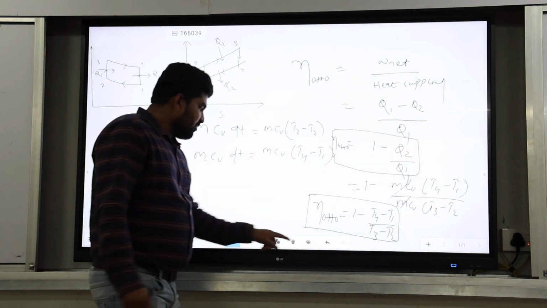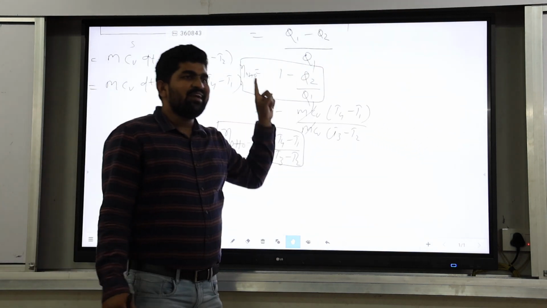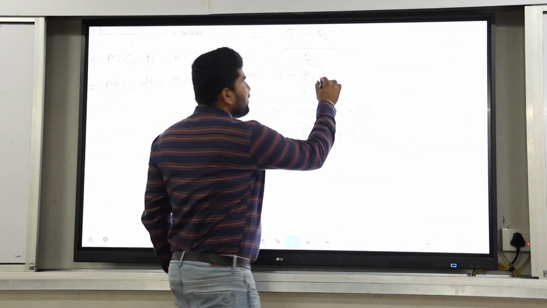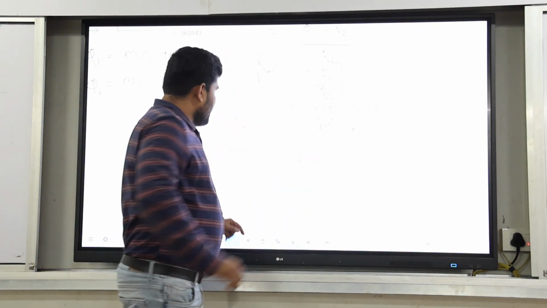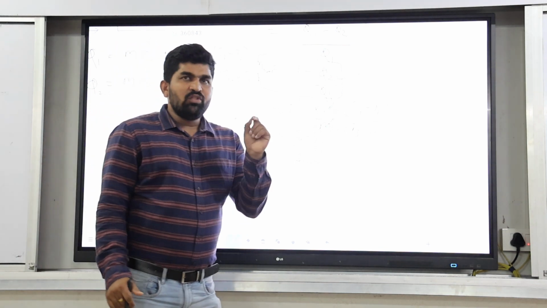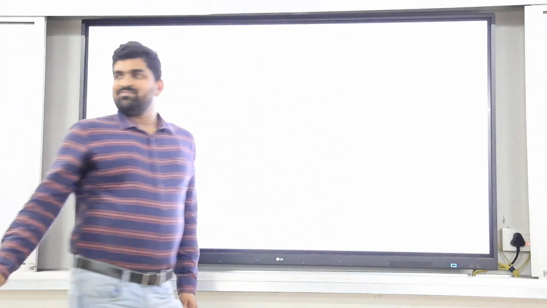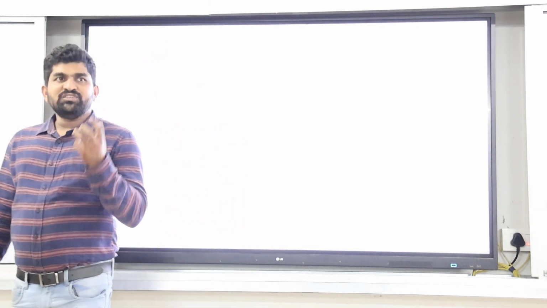Now see, these are the two. If heat supply and heat rejection are given to you, then you use this formula. If all four temperatures are given to you, then you use this formula. Now the question is, how to find this efficiency?